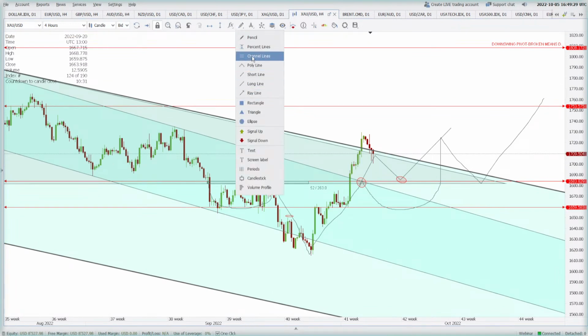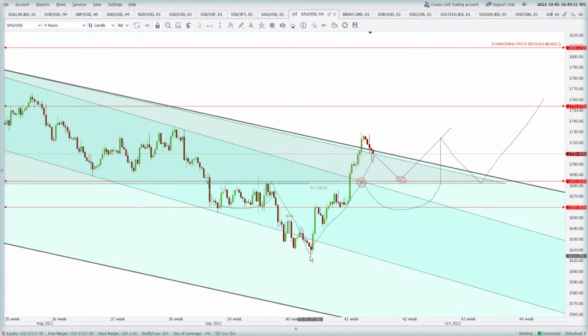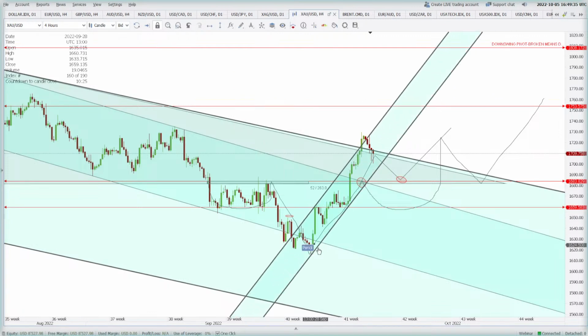So I will try to make it as a counter channel and then see how things unfold in the future for the gold. Okay, so this is how we are going to keep it as of now. If the channel breaks to the downside, I will become bearish on this one. This is what I'm expecting.